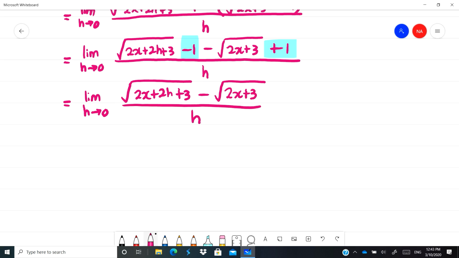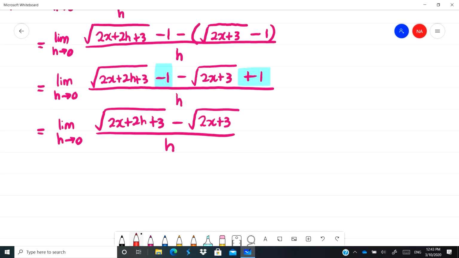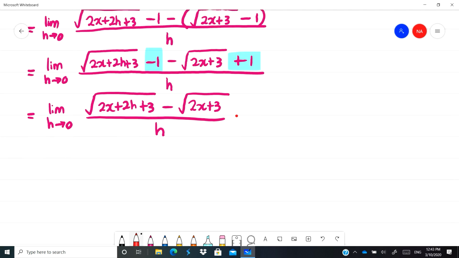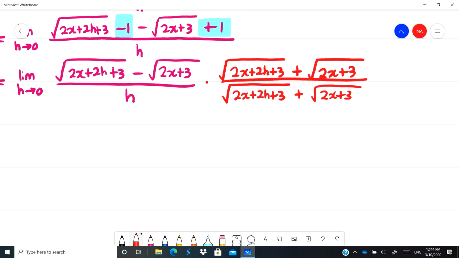When you have reached this part, this is where you have to know the strategy: when it involves the square root, you have to use the conjugate. The conjugate for this numerator is square root of 2x plus 2h plus 3. If you have minus here, you'll have plus here. That is the conjugate for that term. So square root of 2x plus 3, the whole thing over the same thing, square root of 2x plus 2h plus 3 plus square root of 2x plus 3. This is the strategy that you have to know.